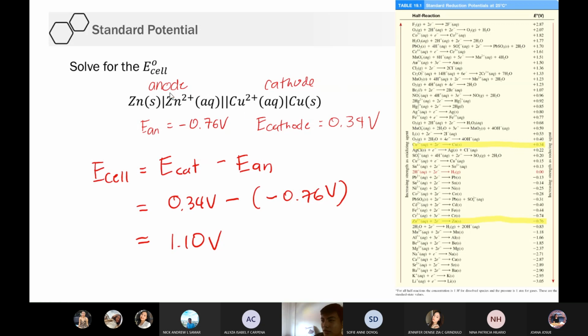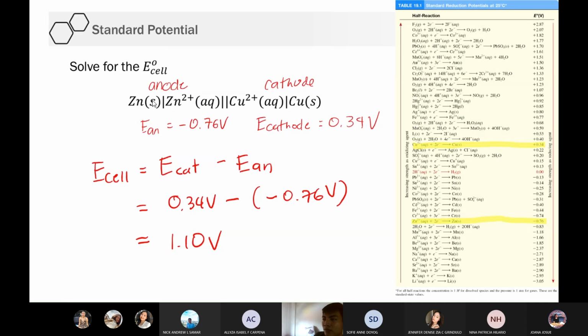Ganun lang. Identify mo lang ano yung reaction. Ito anode to, ito cathode to. So hanapin mo yung cell potential nila sa table. According to the table, ito yung sa anode, ito yung sa cathode. Then plug in mo lang siya dito sa equation, you will get the E cell. Ganun lang ka-simple, no?